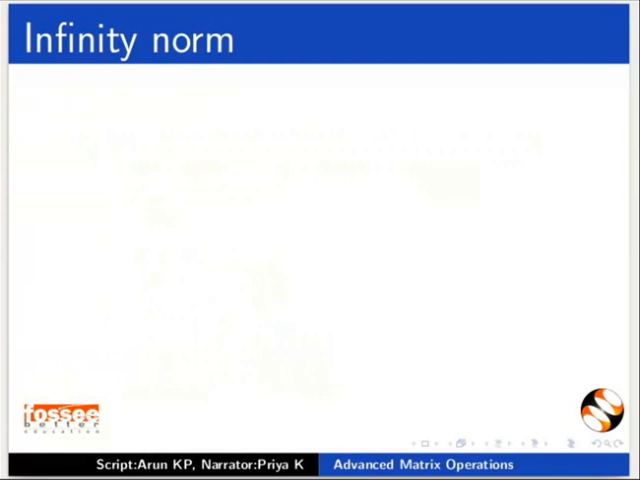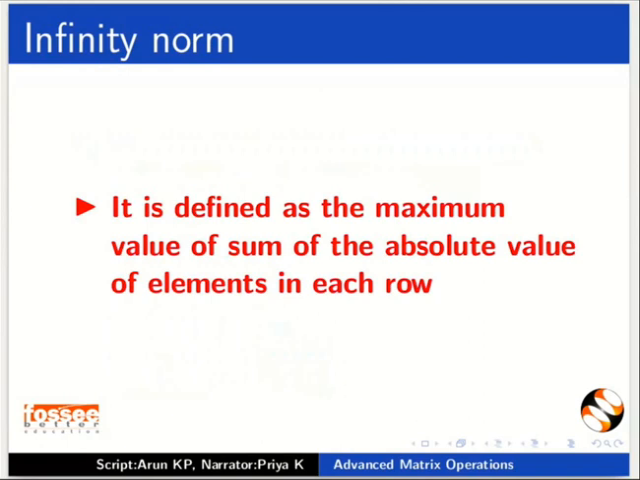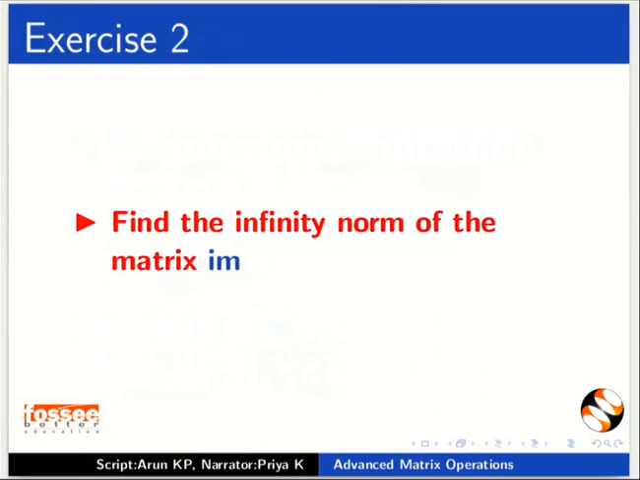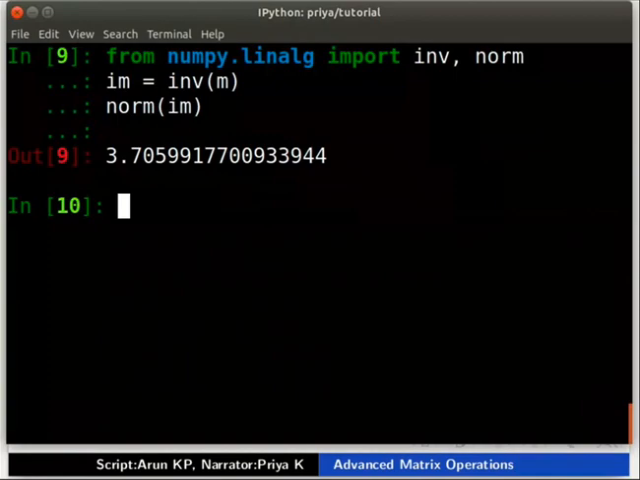Next, we will see about infinity norm of a matrix. It is defined as the maximum value of the sum of the absolute value of elements in each row. Pause the video. Try this exercise and then resume the video. Find the infinity norm of the matrix IM. Switch back to the terminal for the solution.